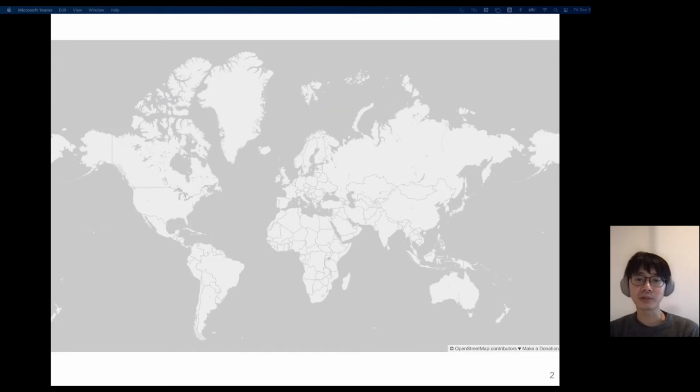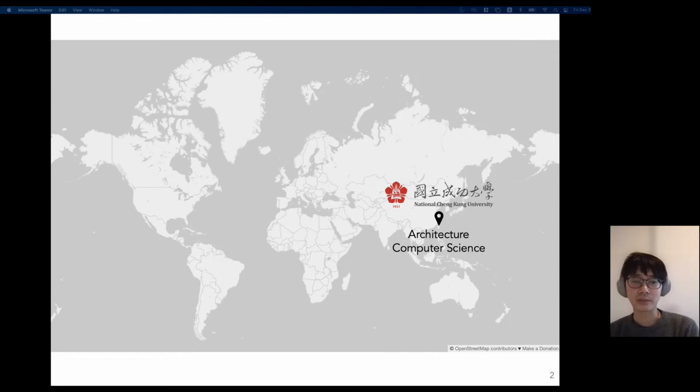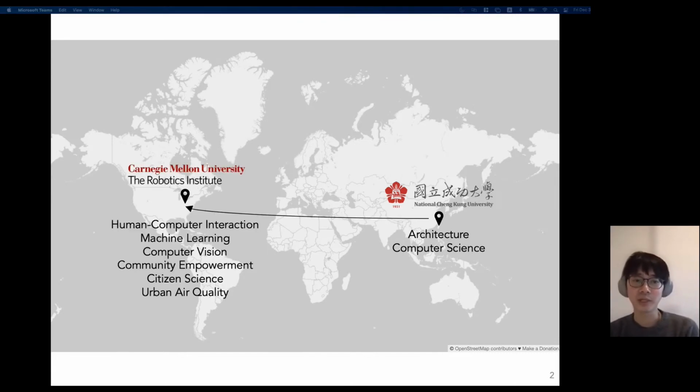I'm currently a postdoc researcher at TU Delft in the Netherlands, and I started my career from Taiwan. I was born in Taiwan, and originally I got my bachelor degree in the architecture department because I was trained to be an architect. And then in the second year, I began to be very interested in the computer science field. So I also double majored in computer science. Then I moved to Carnegie Mellon University in the US. I got my PhD in the Robotics Institute and also did my postdoc there.